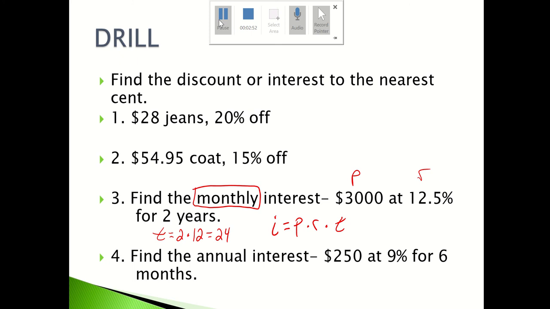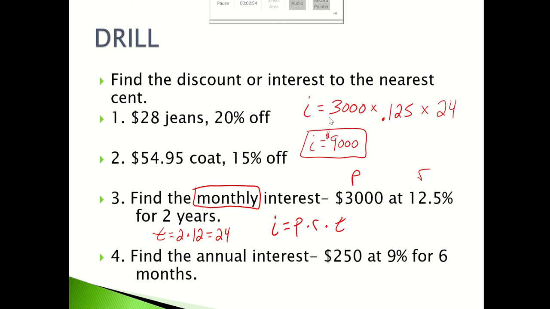So now we just plug in P, R, and T, and you'll see that up top here. Principal is 3,000 times your rate, 0.125 times 24. That's your time, and we get $9,000 interest earned. Now, this would be extremely rare. You would almost never get 12.5% return per month on your money. So what makes me think that this could be interpreted 2 different ways is that, first off, the amount of return per month is astronomical, which would be great if you could get that return.